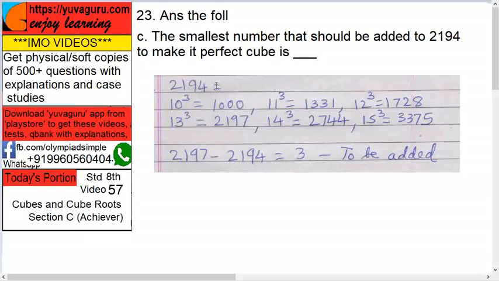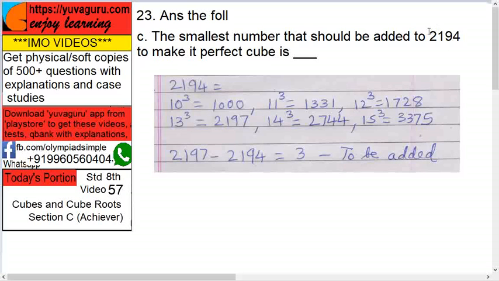Now for this you must know the cubes of these numbers. That's why I always say learn cubes up to 15. So 10 cube is 1000, 11 cube is 1331, 12 cube is 1728, 13 cube is 2197, 14 cube is 2744 and 15 cube is 3375.